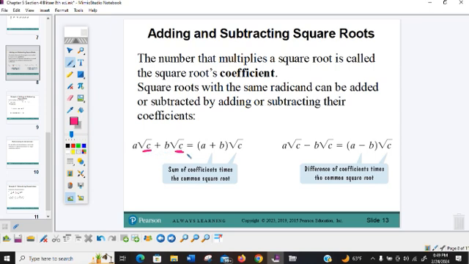Okay, if it's the same, you just add the numbers in front of it, or subtract. If the number's the same, you subtract the number in front of it. In other words, a square root of 2 can go with a square root of 2, but it can't go with a square root of 3. A square root of 5 can go with a square root of 5, but you can now not add a square root of 5 plus a square root of 7.